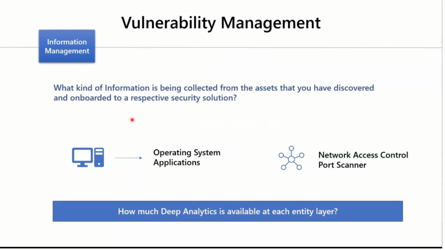The higher the depth of your data analytics, the more security information you can extract from these SOC solutions or the tools attached to the endpoints and network level. So deep analytics is available at each entry layer.